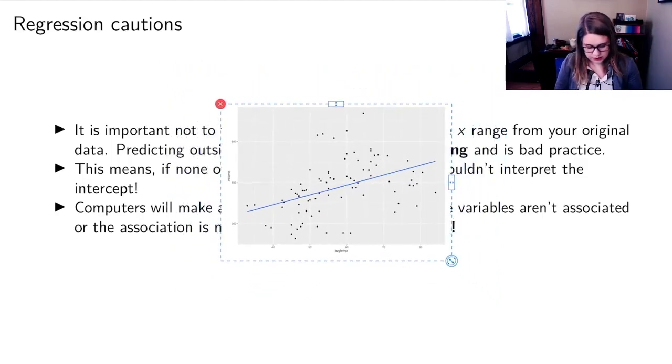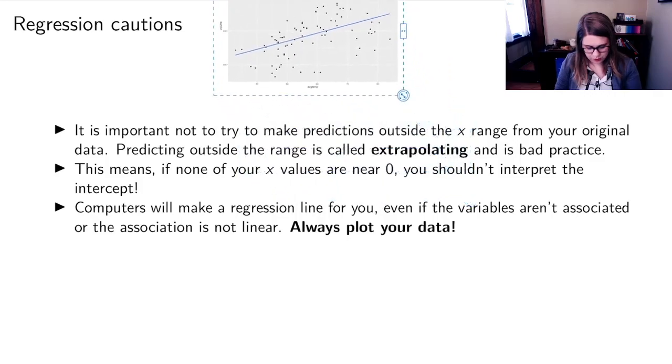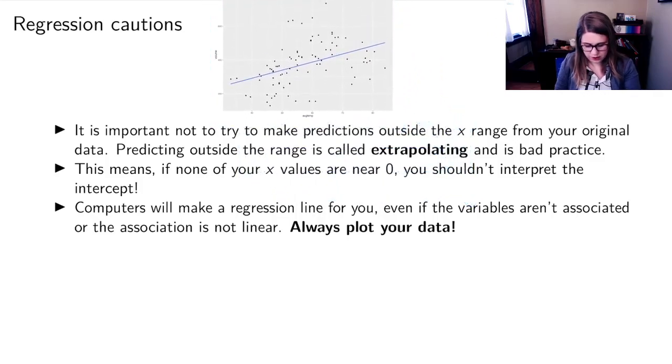If I was thinking about my example with the rail trail, it would be okay for me to try to make a prediction at 40 degrees, even though there wasn't any day that was exactly 40 degrees, but that's in the range, or 50, 55, 60.